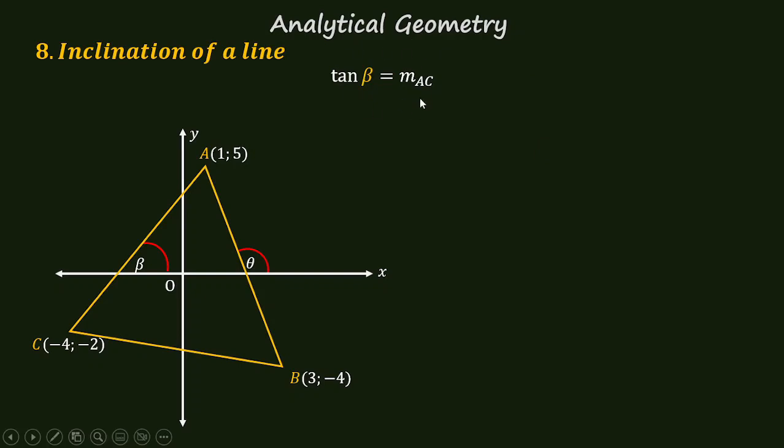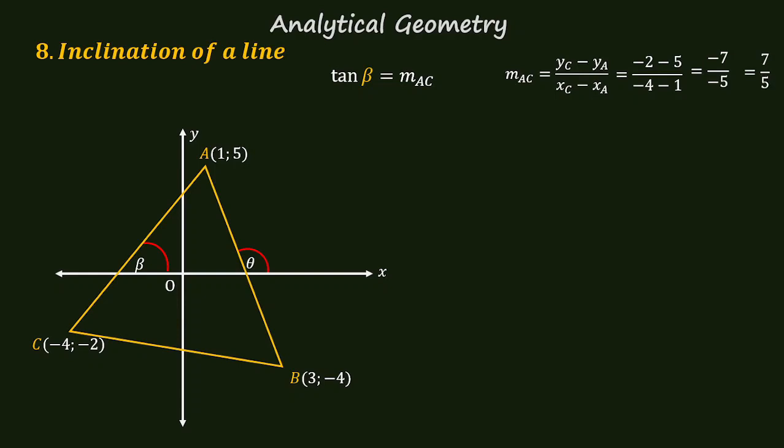Now we know how to calculate the gradient of AC. We can do that because on the straight line AC, we have been given the coordinates of the point A and the coordinates of the point C. So we can use that knowledge to calculate the gradient of the straight line AC, and that gives us 7/5. So the gradient of the straight line AC is 7/5.